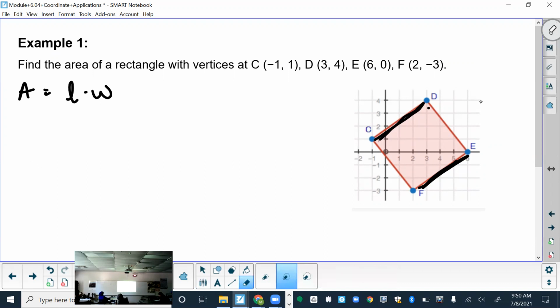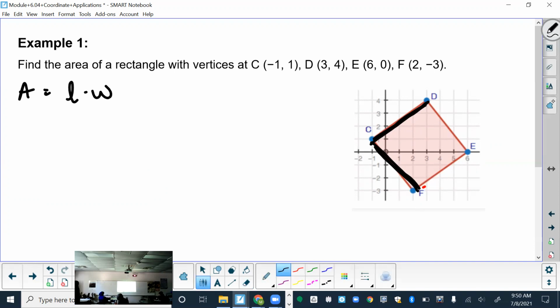No, right? Because rectangles have parallel lines that are the same length. So I need to find two sides that are adjacent to each other, right next to each other. So I could find this one and this one and call it a day. Multiply them together. You could have done maybe this one and that one. Make sense? So unlike perimeter, you only have to find two lengths.